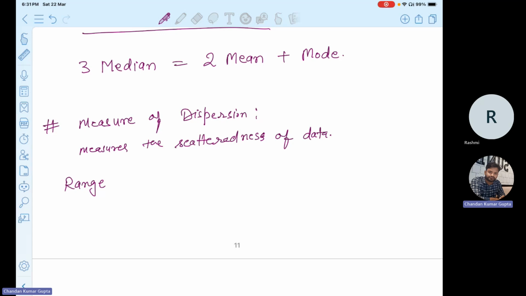Range is defined as follows: suppose we have a random sample x1, x2, ..., xn. From this data, there is a maximum value and a minimum value. The difference between the maximum value and the minimum value is defined as the range, that is x max minus x min. This is one of the measures of dispersion, which gives us an insight into how the data is spread, how much variability is in the data set.